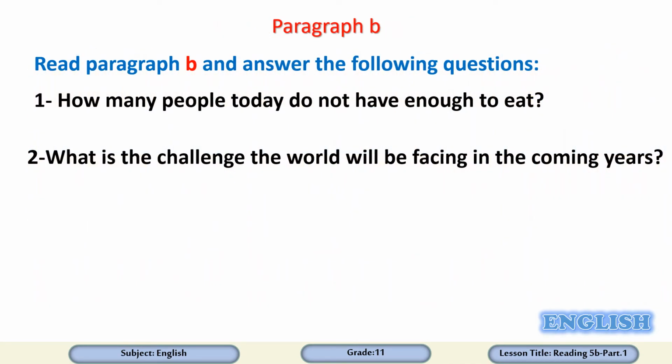Now we will read the text paragraph by paragraph. So, pause the video after each paragraph and answer the questions. We begin with paragraph B, and we have 2 questions to answer. If you've finished, let's begin. Question number 1. How many people today do not have enough to eat? Very good. About 1 billion.